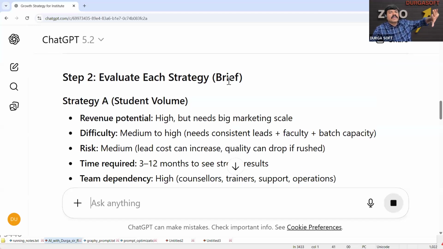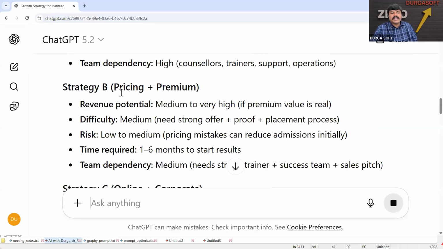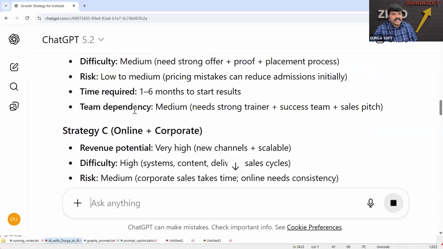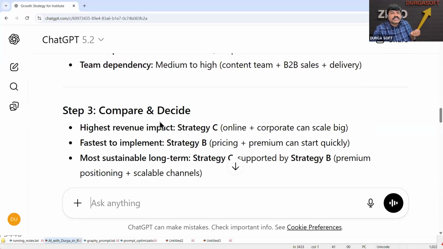Okay, like step 2: evaluate each strategy briefly. Strategy A: revenue potential high, difficulty medium to high, risk, and so on. Next, strategy B, pricing plus premium. Strategy C, online plus corporate. So it is analyzing how far it is going to work.